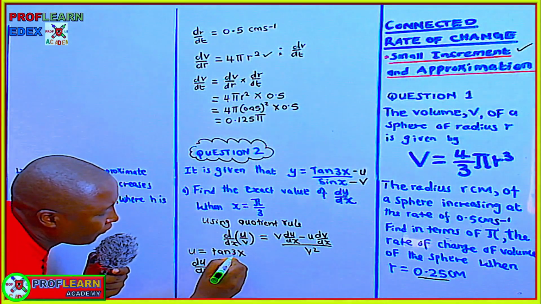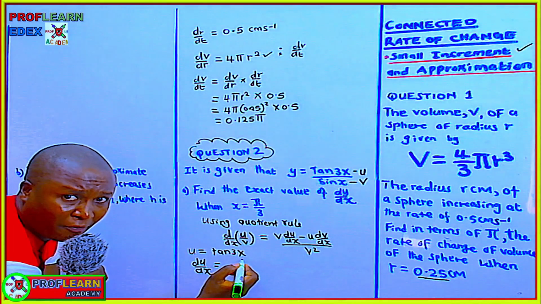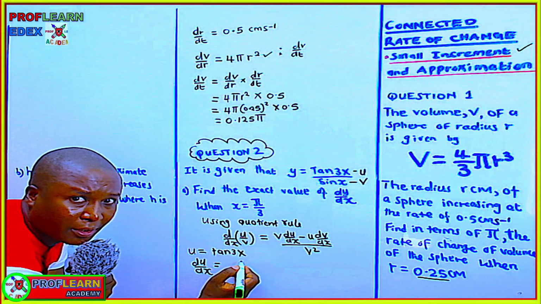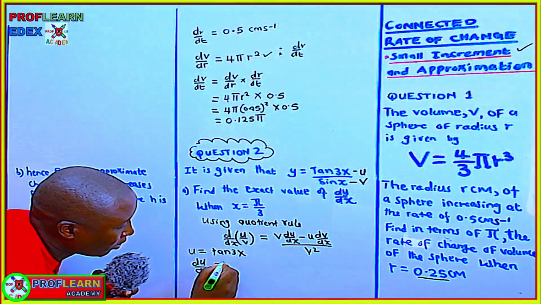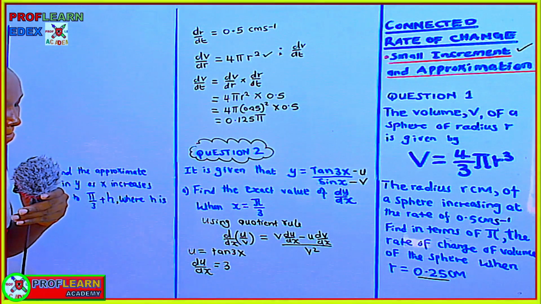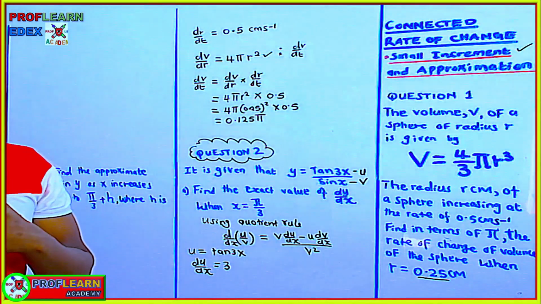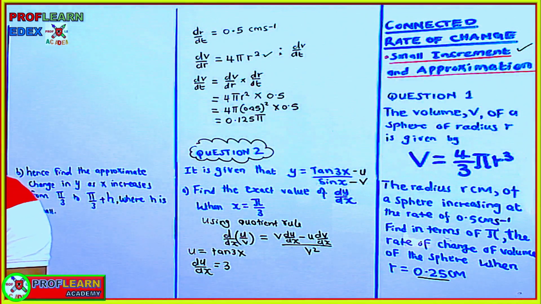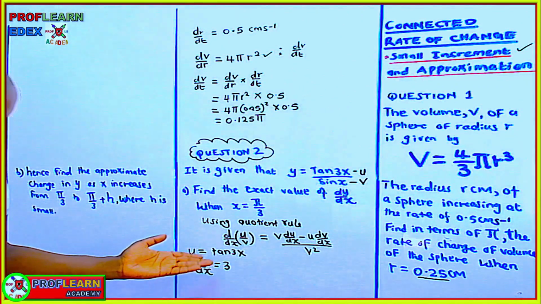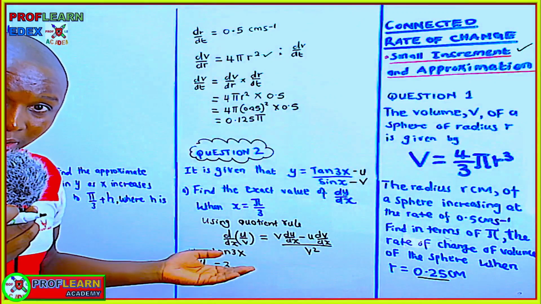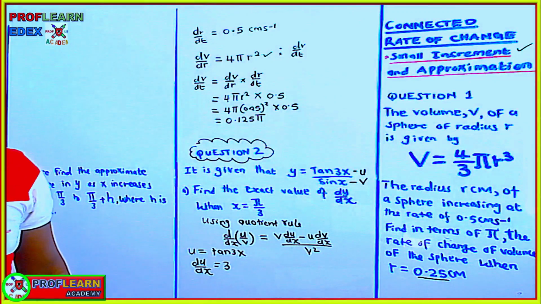We start by differentiating the inner function, and the inner function is 3x. If you differentiate 3x, what do you get? You're going to get 3. So if you differentiate the inner function, and the inner function is 3x, what do you get? You are going to get 3.